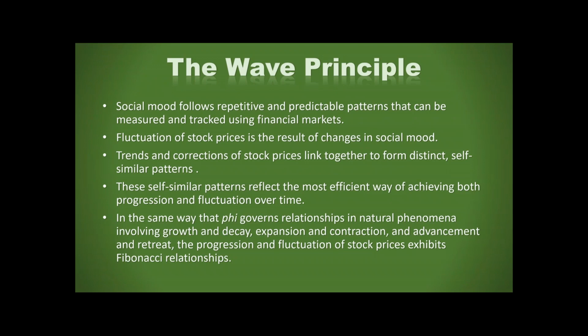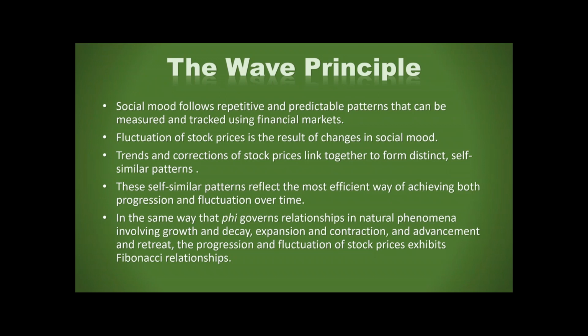People will be buying stocks because they're optimistic about the future, and the reverse goes for when negative sentiment is on the rise. So trends and corrections of stock prices link together to form distinct self-similar patterns, and these patterns basically repeat themselves over time at various different scales of price.